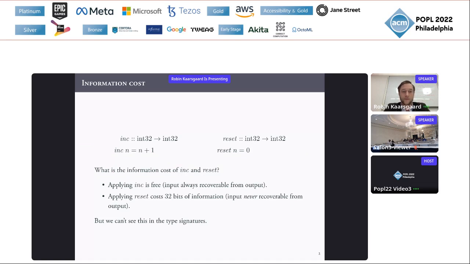On the other hand, if we apply reset, then that actually costs us 32 bits of information, because no matter what we give it, it returns 0, right? So whatever information we give it, that is now lost to the ether. Now, interestingly, we can't really see this in the type signatures, though. They have the same type signature. But what if we actually wanted this?